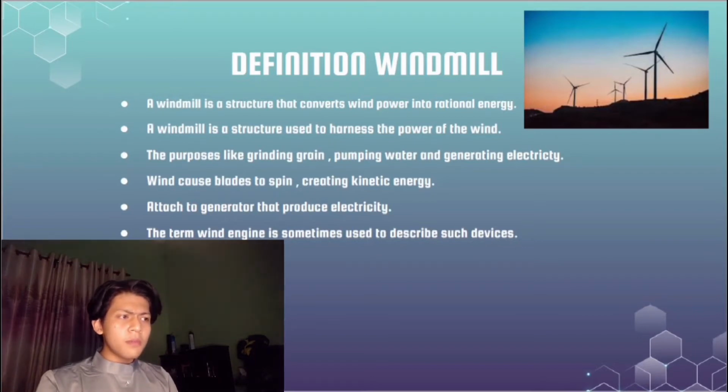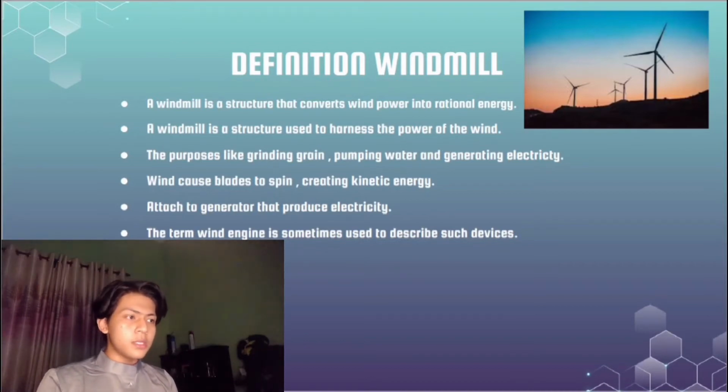Wind causes a blade to spin, and then they are creating kinetic energy. Then the spinning blade turns a shaft, which spins other blades, which are attached to a generator that produces electricity. The term wind engine is sometimes used to describe such device.